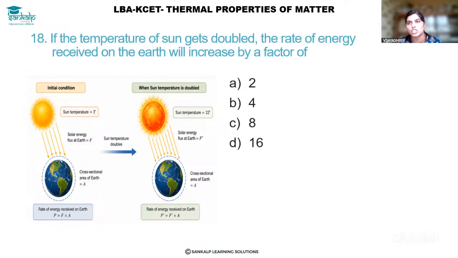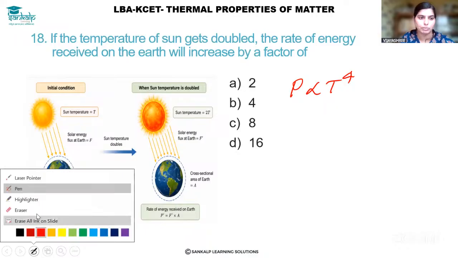Okay, so this question is completely based on Stefan-Boltzmann law. What is the statement of this? Energy radiated per unit volume is directly proportional to the fourth power of absolute temperature. Right, let me repeat. Energy radiated per unit volume is directly proportional to the fourth power of absolute temperature. So P is directly proportional to T to the power 4.